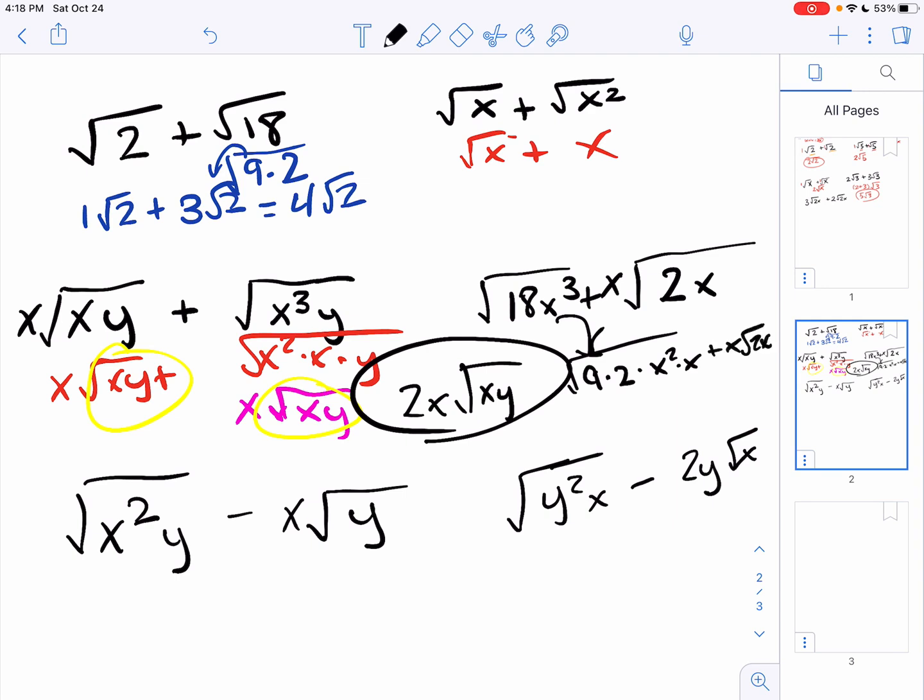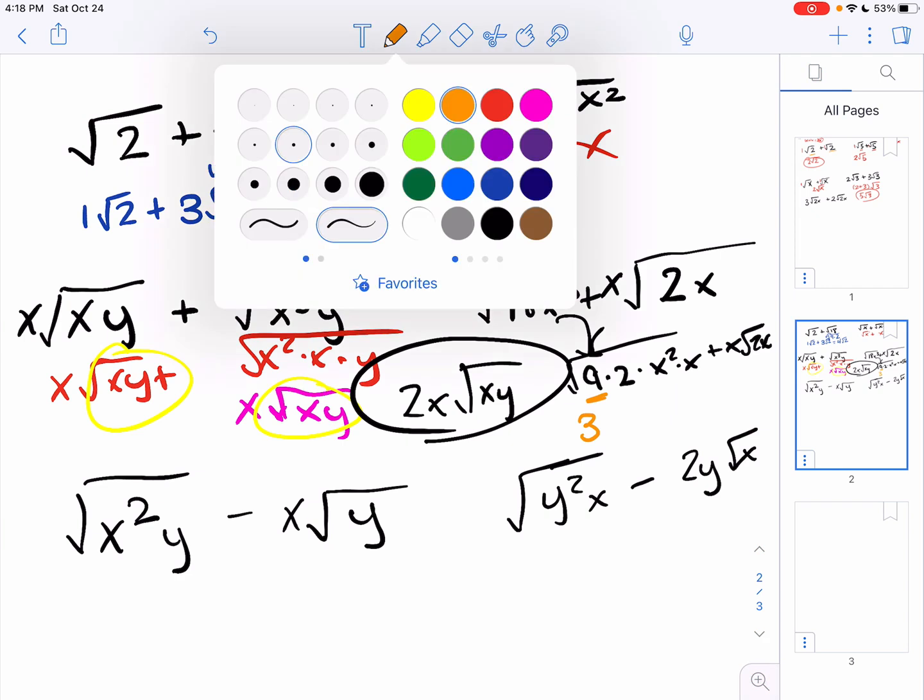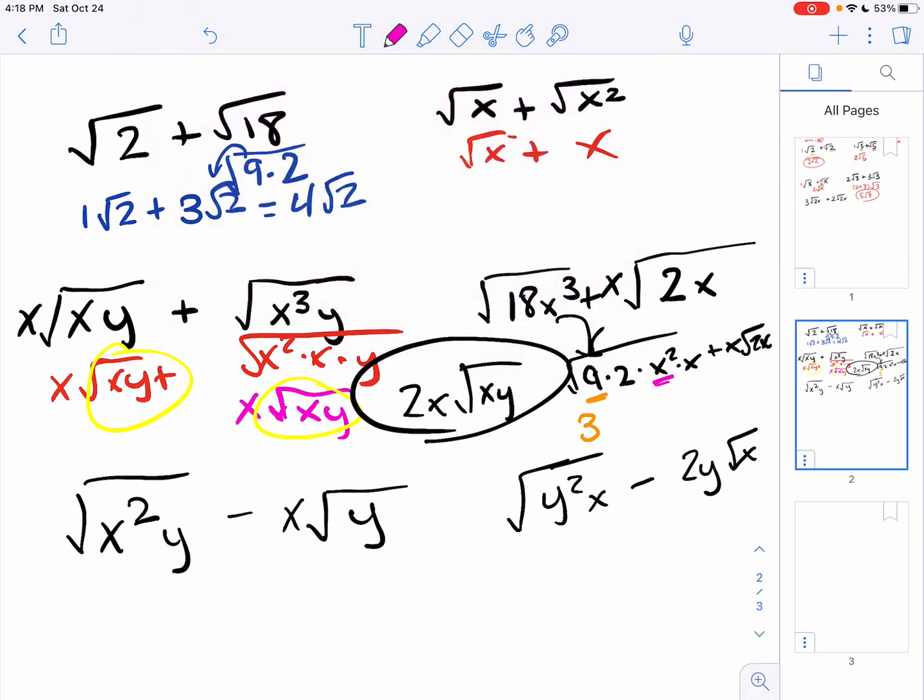So the 9 can come out. That comes out of the radical as a 3. Then the x squared comes out of the radical as an x. And now what's left is just 2x. And then on the other side, I still have my x radical 2x.